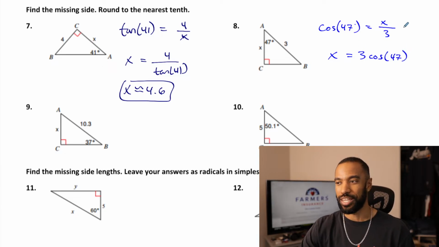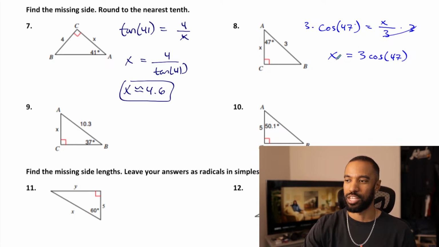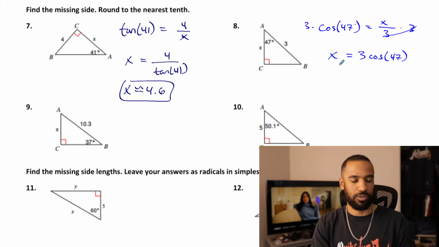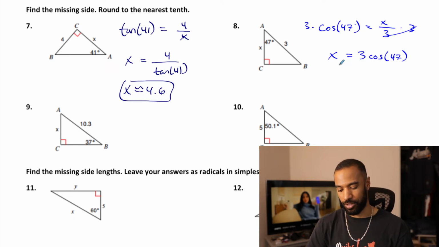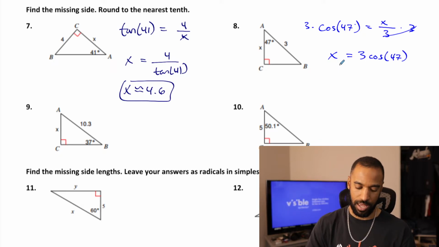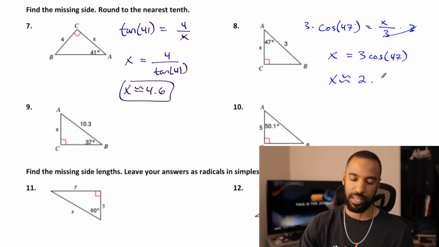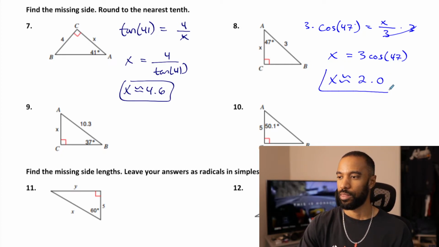Now, what did I just do here? I multiplied both sides by 3. So x is 3 times the cosine of 47. I'm going to my personal calculator now for this one because I'm in radians on that, and I need degrees. 3 times cosine of 47. I'm getting 2.04. So I'm going to say that is 2.0 units right there.